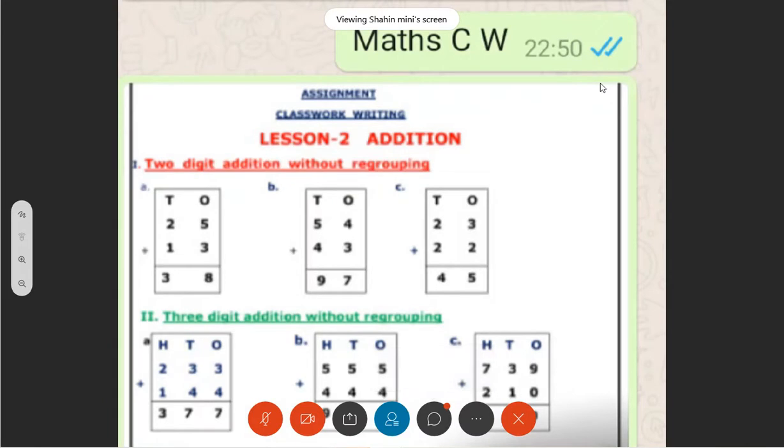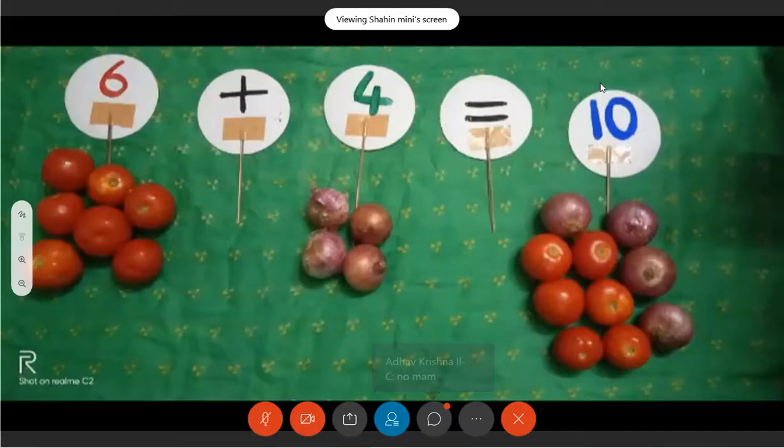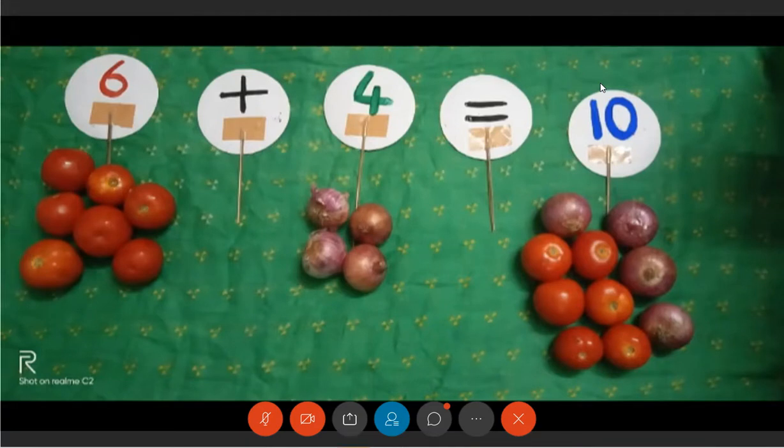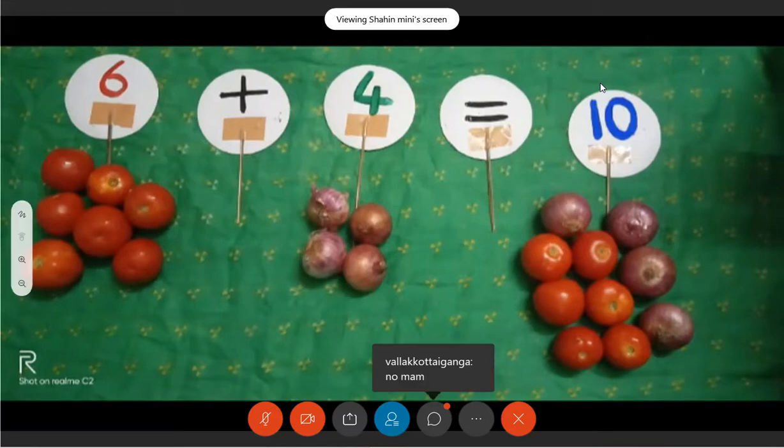After that, there is an activity, the small activity which you are going to do. You can take any 2 objects and do the activity with anything. 5 plus 5 you can do, 6 plus 4 you can do. You have to make 10. Okay, children? This is one of the examples which I have shown. So 5 minutes more is there.